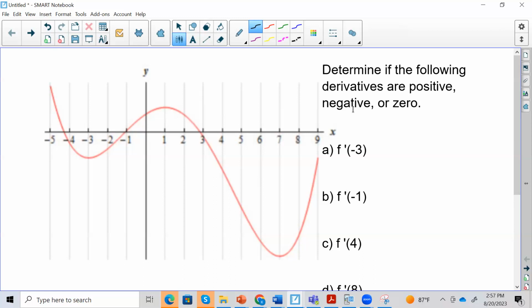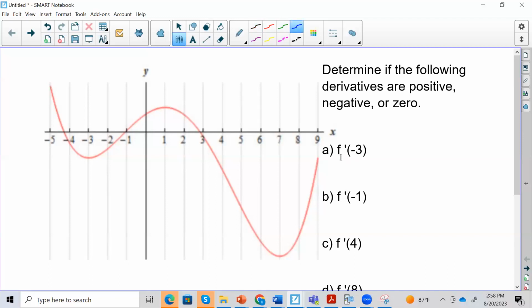So what you want to do is at that point, you want to determine would the slope be positive, negative, or zero. And if the slope is positive, then the derivative is positive. If the slope is negative, then the derivative is negative. If the slope is zero, then the derivative is zero.